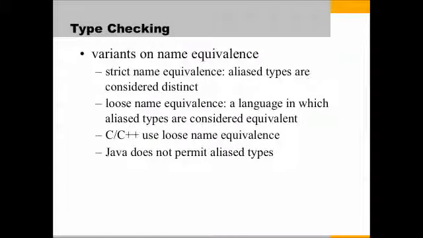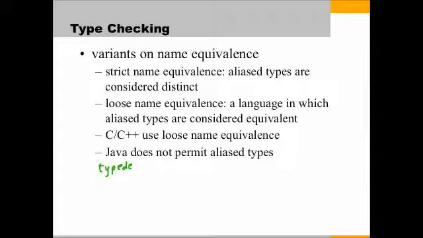Now there's also two variants on name equivalence. So we have something called strict name equivalence, where so-called alias types are considered distinct, and loose name equivalence, where the alias types are considered equivalent. So what is an alias type? Well, in C, it's the typedef.